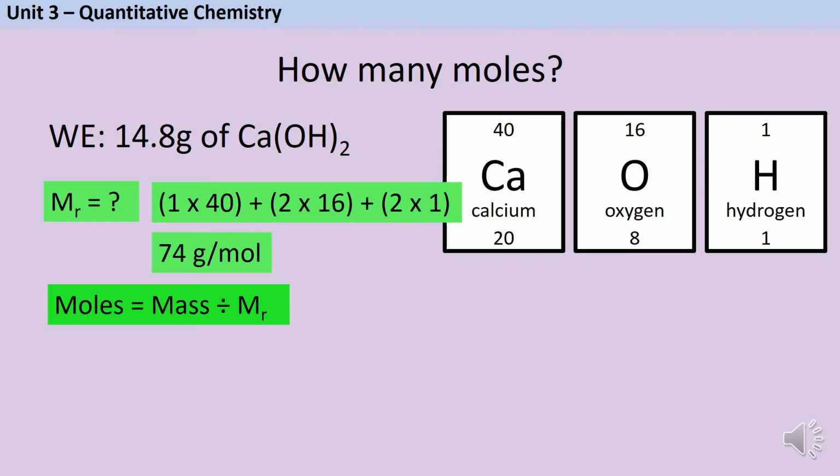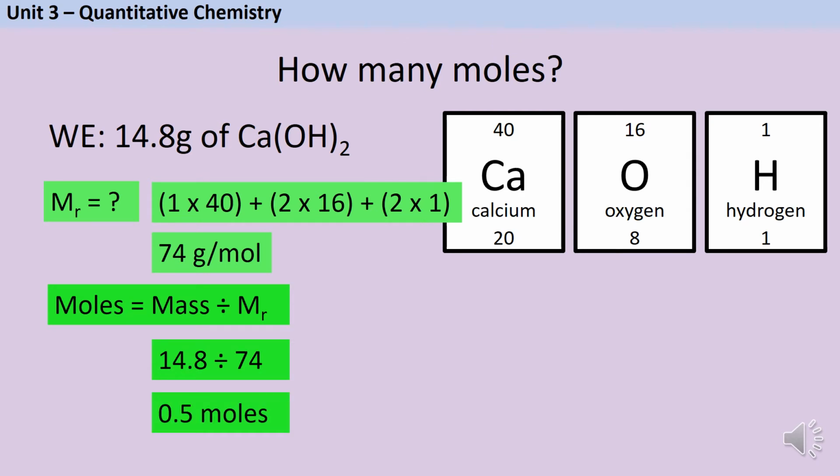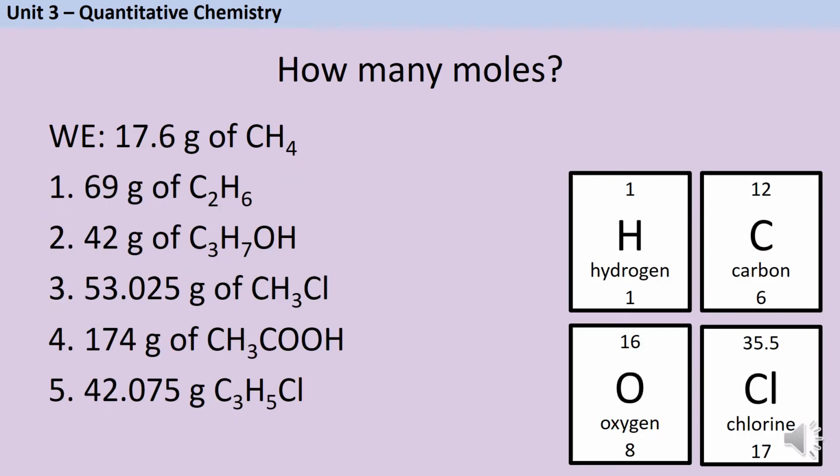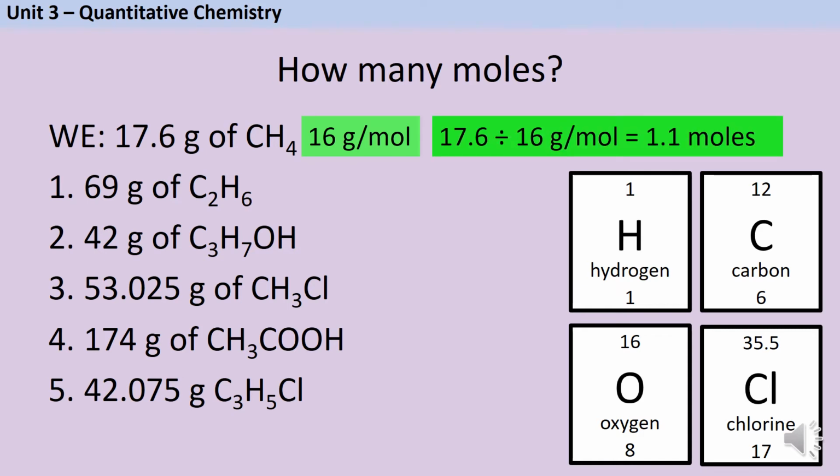Now I use that mass is Mr times mole equation rearranged, so moles is mass divided by Mr, to work out that 14.8 divided by 74 is 0.5 moles. Time for you to have a go. So one more very quick worked example and then 5 questions for you to have a go at. So 17.6 grams of methane, we need the Mr first, which is going to be 16, 12 plus 4 lots of 1, and then we do mass divided by the Mr to get 1.1 moles.